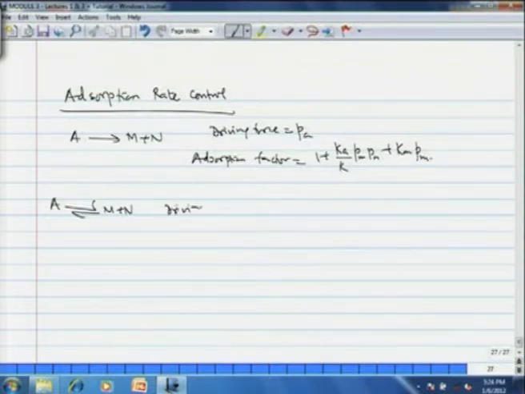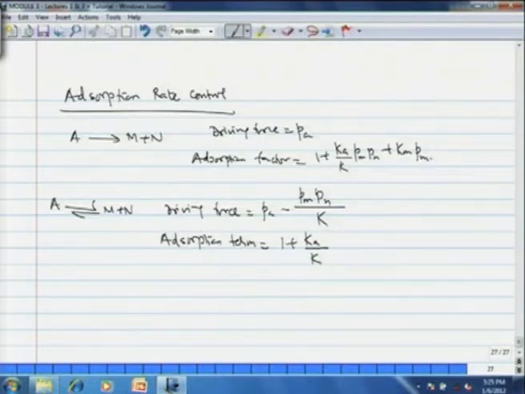If it is a reversible reaction, A going reversibly to M plus N, then the driving force is still p_A, but now with a correction: p_A minus p_M into p_N divided by K, where K is the equilibrium constant, and then the adsorption term is equal to 1 plus K_A by K into p_M into p_N plus K_M p_M plus K_N p_N. So, this is about the catalytic reactions.